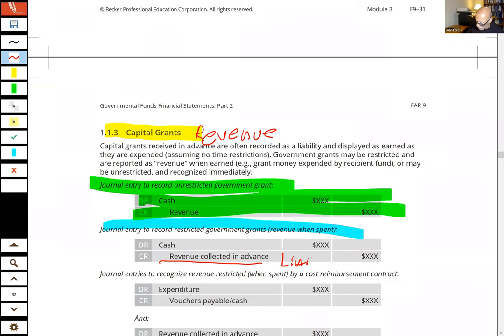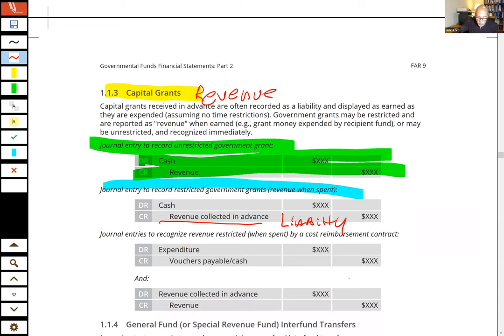Notice we don't call it unearned revenue. Or I should say we don't call it deferred revenue. You can call it unearned. You can't call it deferred because we save the D word for deferred inflow. But if there's some sort of restriction, we are not eligible yet, then it's going to be a liability called revenue collected in advance.